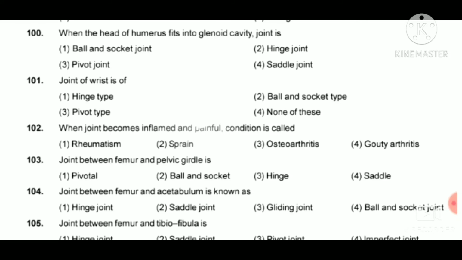And fourth is gouty arthritis. It is the joint inflammation due to the deposition of uric acid crystals in the joint. So the answer is option number 3, osteoarthritis.